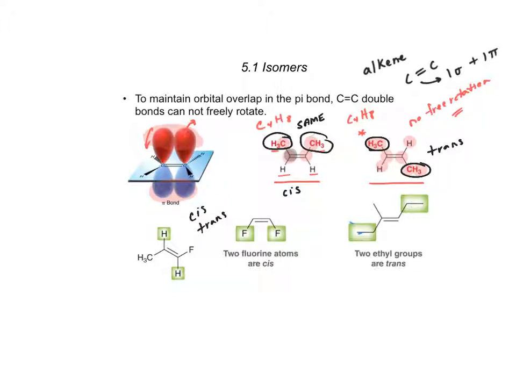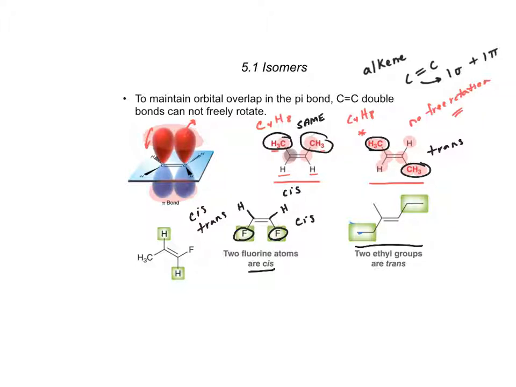Okay, so what about this guy down here? We have these two fluorines. When we're using the cis-trans nomenclature, we're always comparing the same group on one carbon relative to the same group on the other carbon. So when we're comparing these guys, who are we comparing here? We're comparing where the fluorines are relative to one another, right? Because it's the same group that we're comparing. So right now, where are these two fluorines relative to one another? They're in the cis position, right?